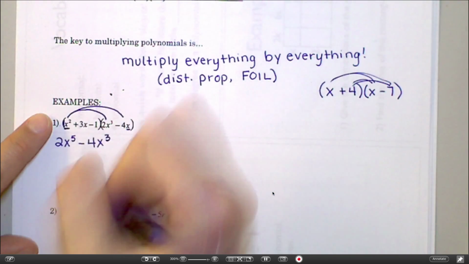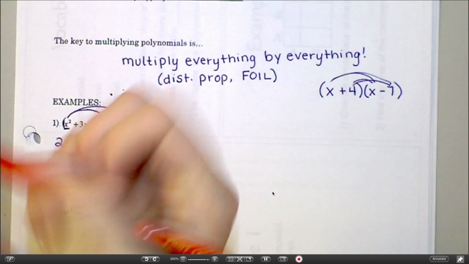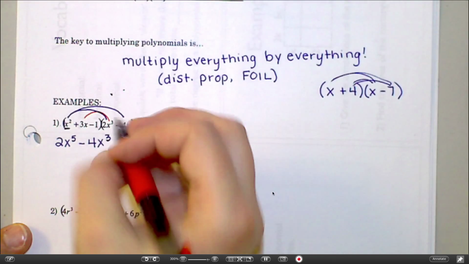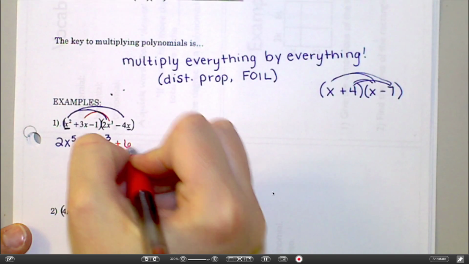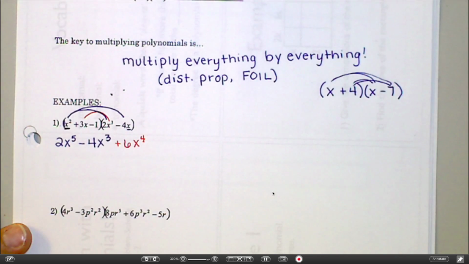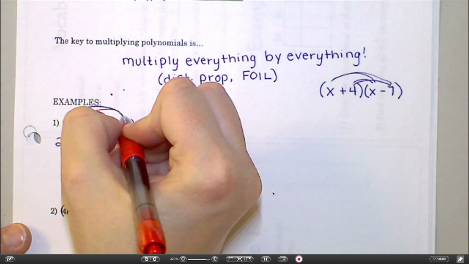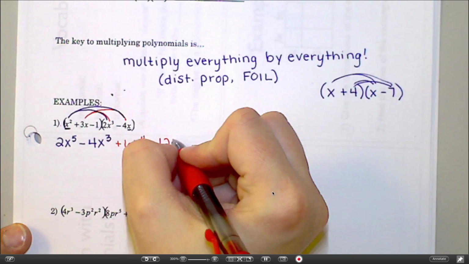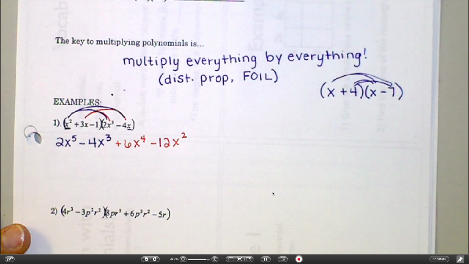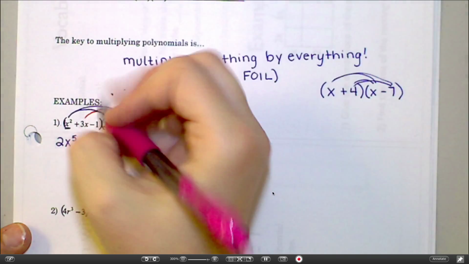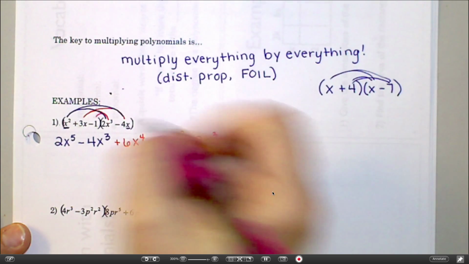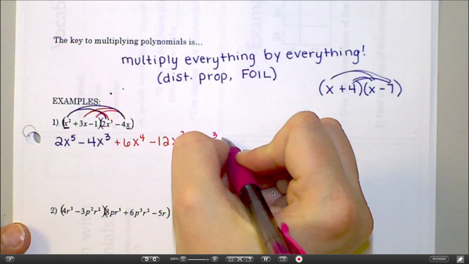Yep. So now I'm going to go to this 3x first. And for the 3x, I'm going to do 3x times 2x to the third. That's 3 times 2 is 6, and then I have 4 x's total. And then 3x times negative 4x would be 3 times negative 4 is negative 12, and x times x is x squared. Yep. So then I'm going to go to my negative 1, and I'm going to distribute that. So negative 1 times 2x to the third is negative 2x to the third. And negative 1 times negative 4x is going to give me positive 4x.